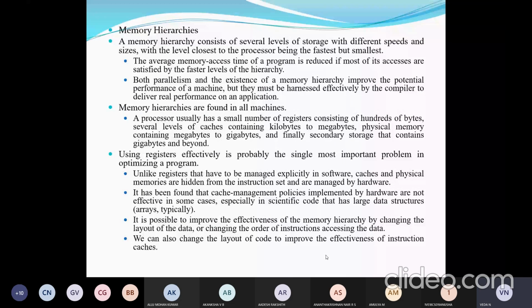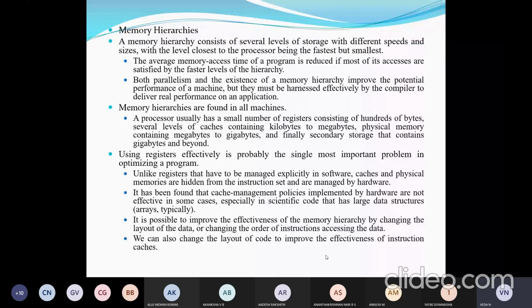Now, both parallelism and memory hierarchies try to improve the performance of the machine, but again, it depends on how we use them. The compiler, as a supportive part of this architecture, can affect the performance of an application as well. Now, these memory hierarchies are found in all the machines.